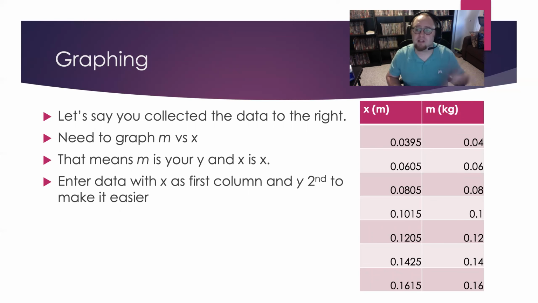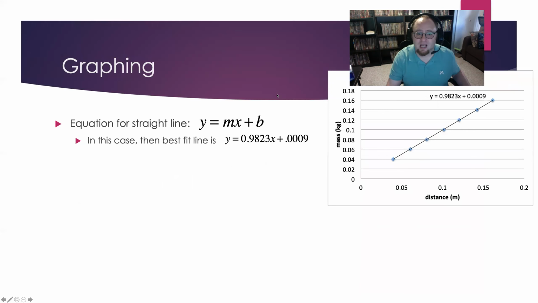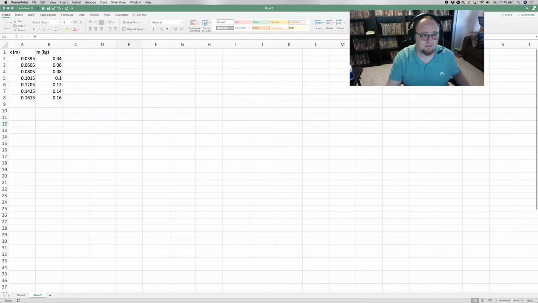What I recommend is you enter the data with your X data first, your Y data second. In this case, since X is X, that goes in my first column. In my second column, I'm going to put my Y, in this case, M. Now, that means you have to sit there and type it into Excel. I already did that. And here you go. Here's that data. I put my X data, then my Y data.